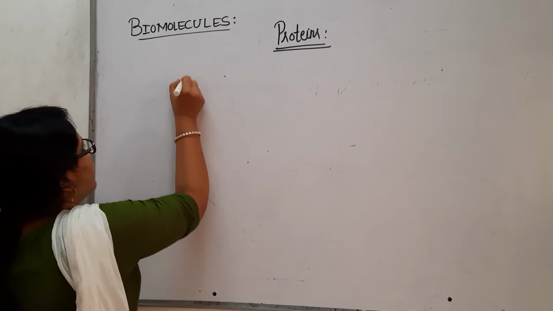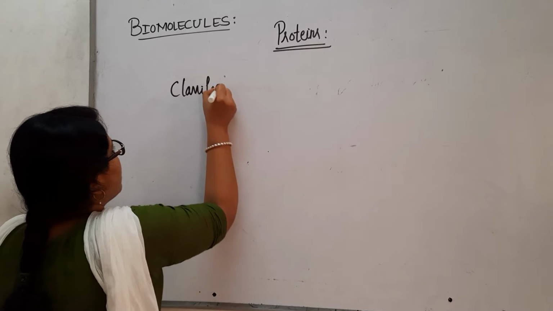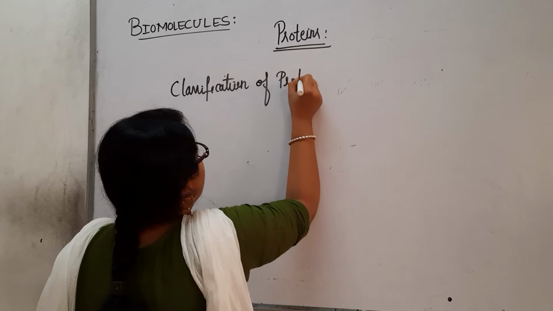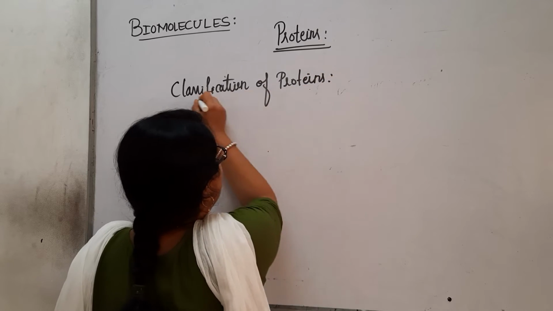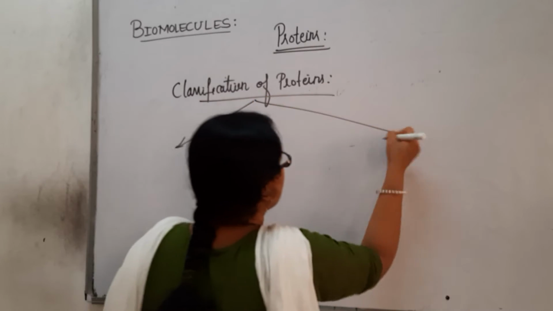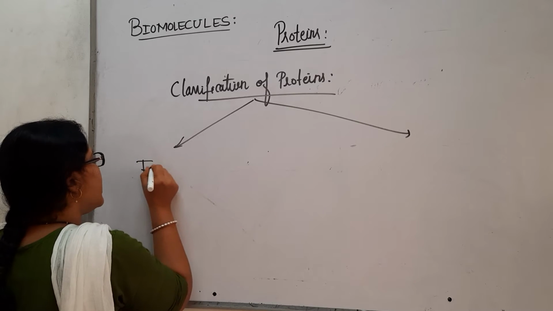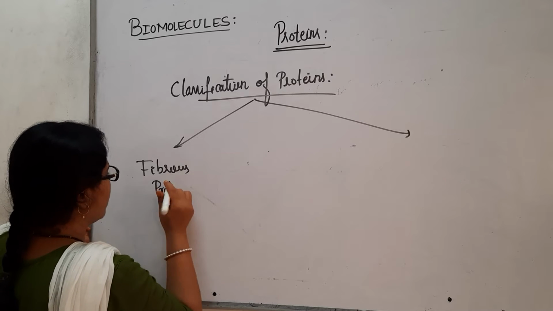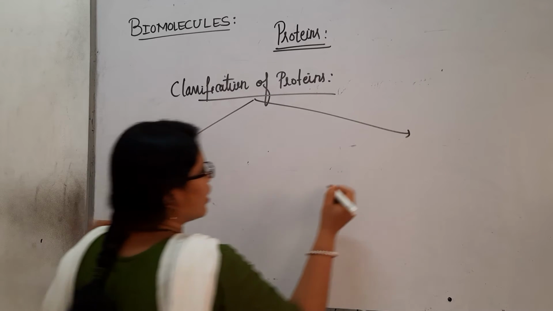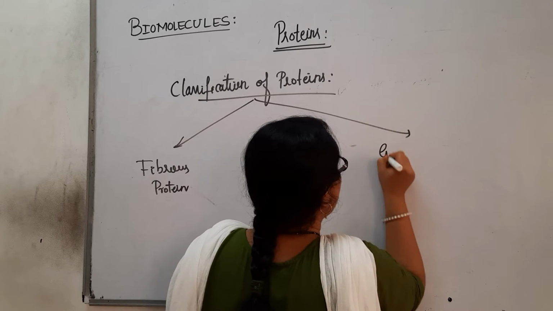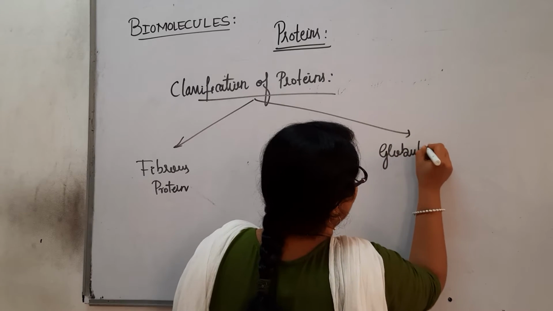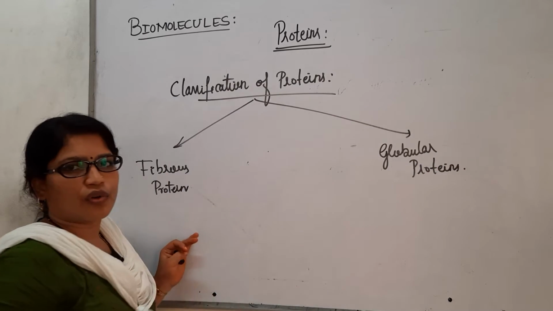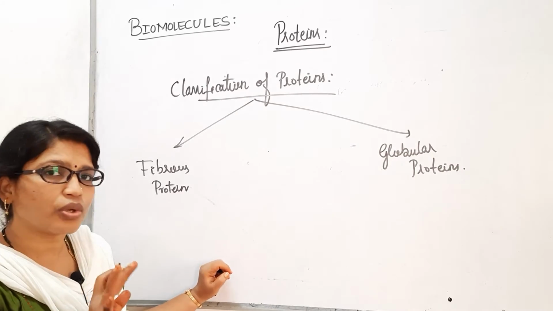Classification of proteins. When you consider classification of proteins, they are mainly two types. The first one is fibrous protein, and the other is globular protein. When you consider these two types, we have to understand how exactly they show their structure.